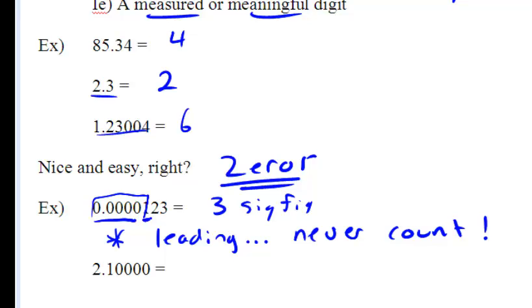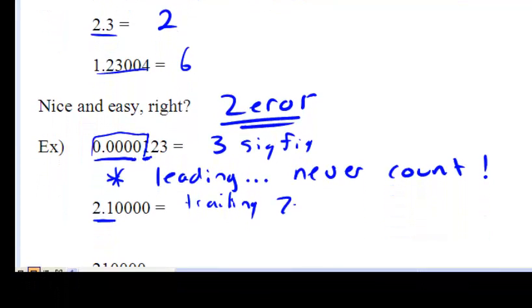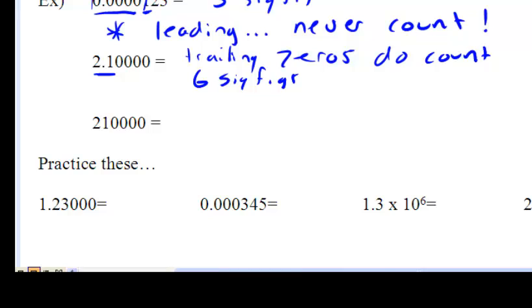If we look at this, anything after, so we call them trailing zeros, anything that comes after the last digit, trailing zeros do count. So all of these zeros, they're there for a reason. 1, 2, 3, 4, 5, 6. 6 sig figs. Where it gets a little tricky sometimes is when the zeros are there, but there's no decimal.